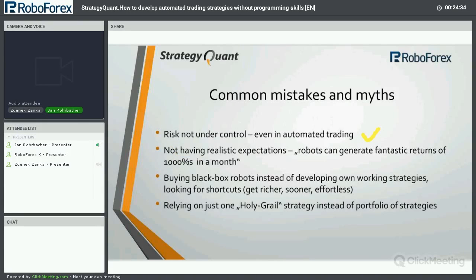So my advice, especially in the beginning of your journey towards successful automated trading, is be humble, be realistic, and be fair to yourself and have realistic expectations. So this is the second.